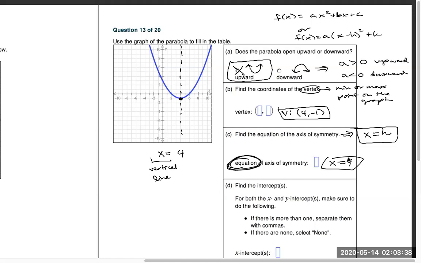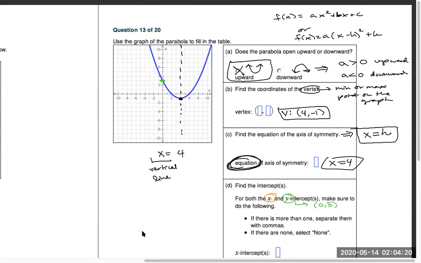And then part D is find the intercepts. So you have your x and y intercepts that you're looking for. Let's change up the colors a little bit here. We'll do the x-intercepts in orange, y-intercept in green. Remember, the y-intercept is where your function crosses the y-axis, which happens right here. Note that that point is 0, 3.